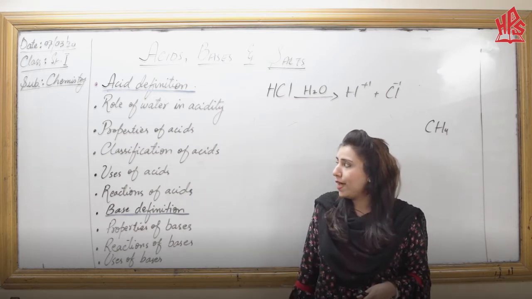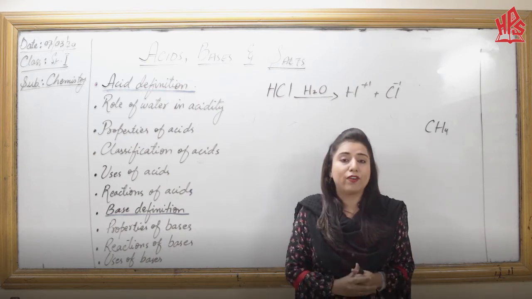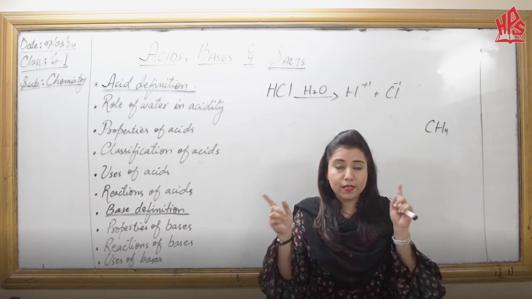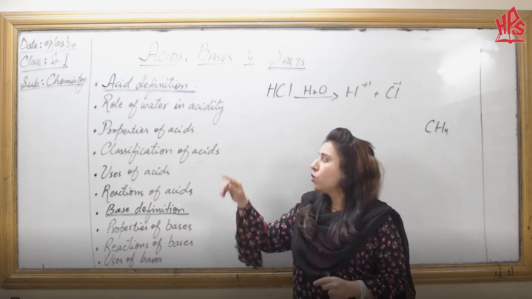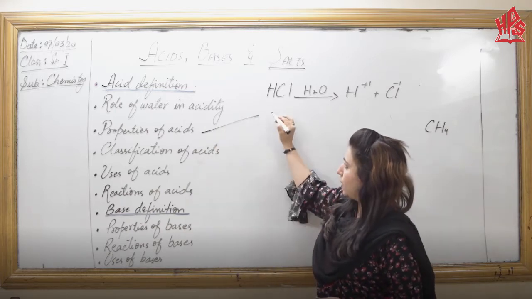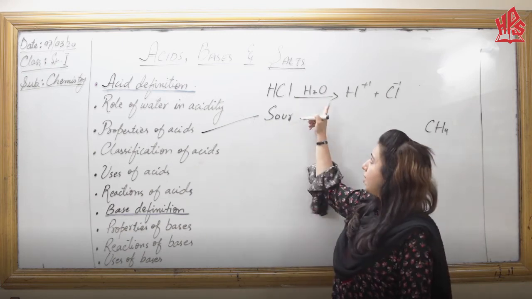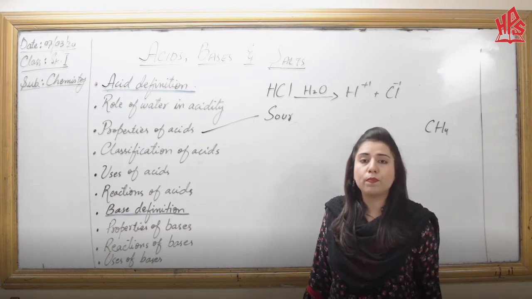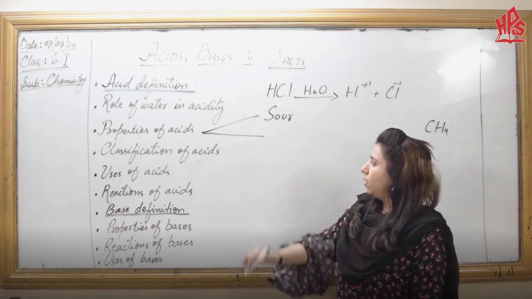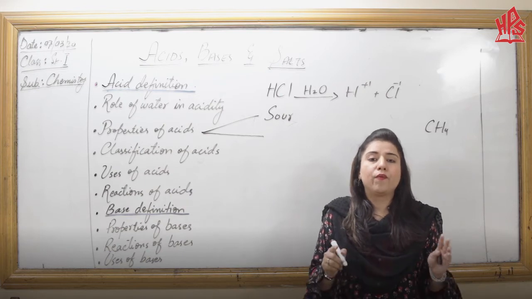So for the properties of acid, the very first thing is the taste. With the help of taste, we can easily identify an acid, but in the lab we are not going to taste any acid because there is a difference between the two. So again, coming towards the properties of acids: sour in taste, release H positive ion. So there are two properties. Number three, they turn blue litmus paper red.